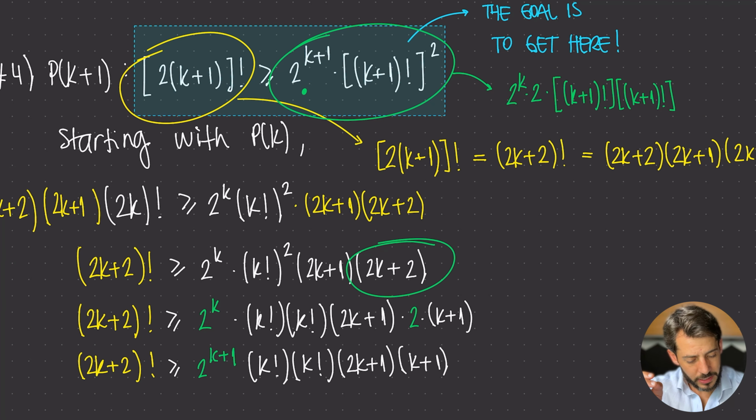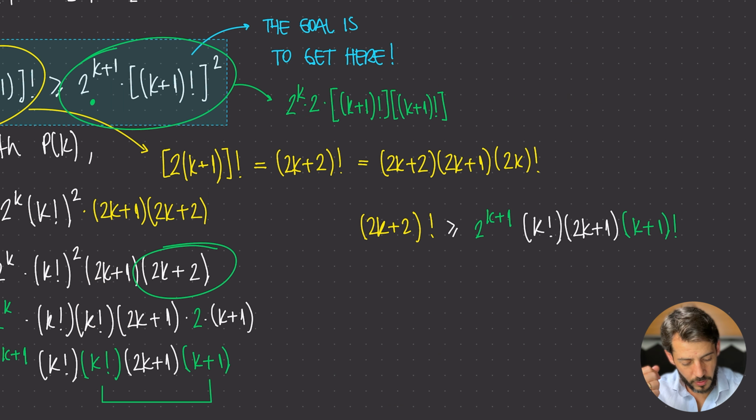Now, what is the next appropriate substitution that we can do? Well, on the right-hand side, we want k plus 1 factorial to show up twice. One of them is already here. If you consider, for example, that k factorial times k plus 1 is already k plus 1 factorial, we can already rewrite the right-hand side as such.